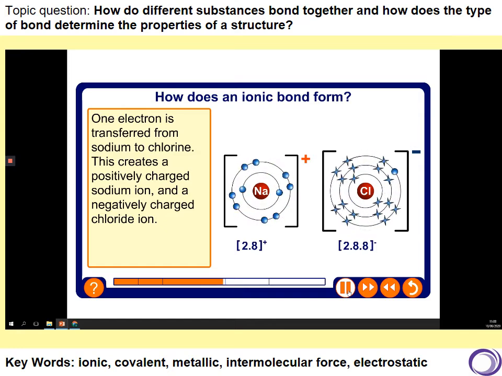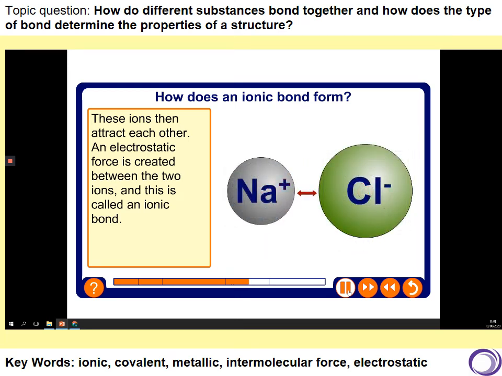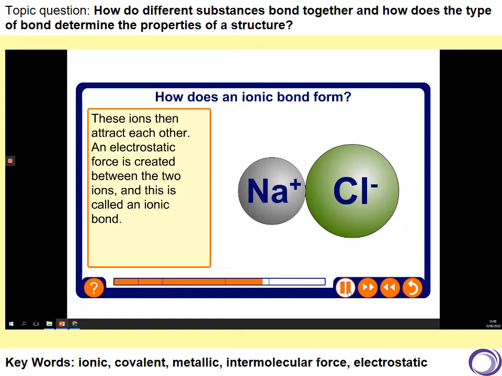We now have a sodium ion and a chloride ion. The sodium ion is positively charged and the chloride ion is negatively charged. These oppositely charged ions would attract each other through the electrostatic force of attraction between the oppositely charged ions. This is the ionic bond.